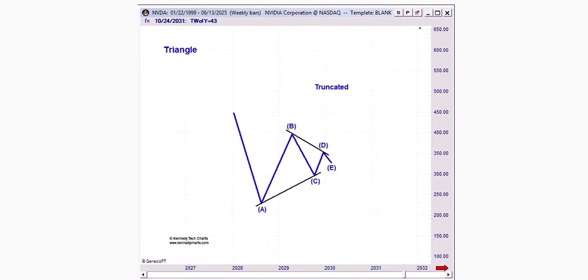Okay. Well, that about does it for today. What I'm going to do tomorrow is walk you through a few real examples of triangles on price charts.